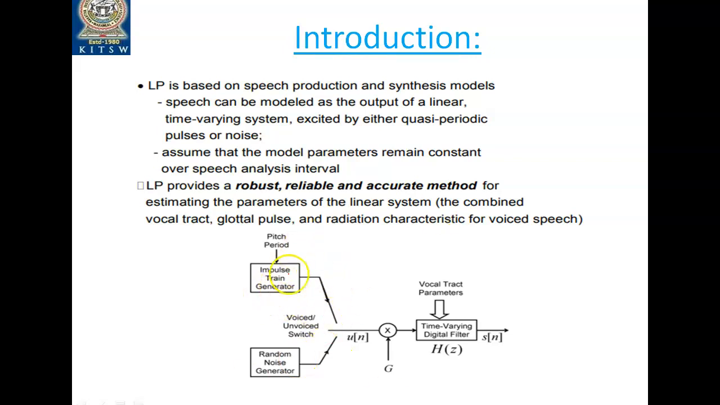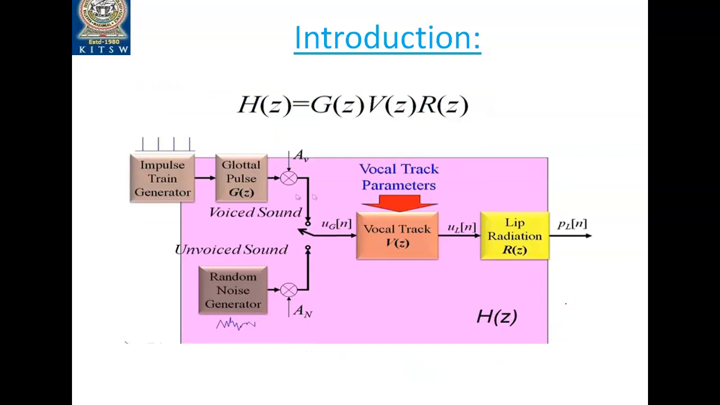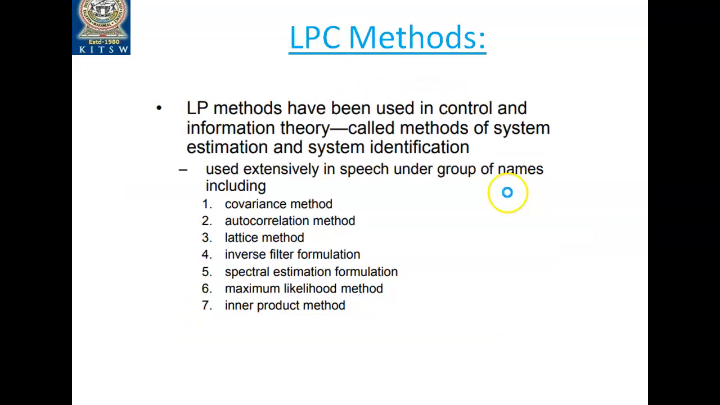We have the impulse train generator, from which the sequence of impulse pulses is obtained if the sound is voiced. If it is unvoiced, there is a random noise generator. We multiply by the gain, and that is given to the time varying digital filter. This is very important for us: H of z, from which we need to estimate the vocal tract parameters. That is the complete model of speech production. H of z is the complete model of the speech transfer function, G of z, V of z into R of z.